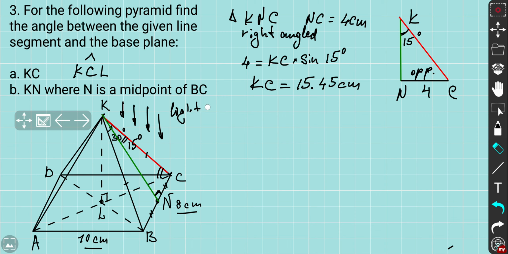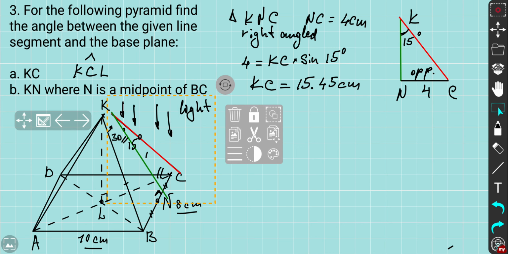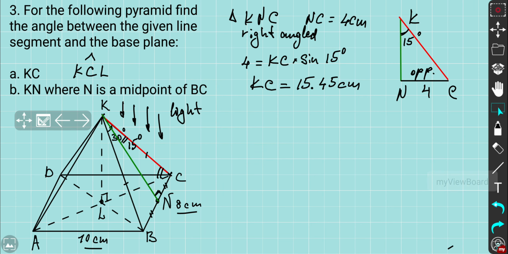Just erase that. Instead of erasing, first I need to highlight. That's really problematic here, sorry guys. Inconsistency of the software.